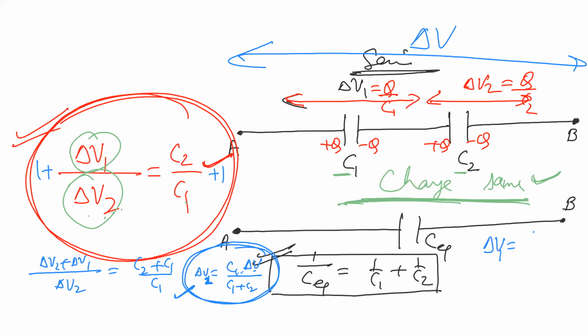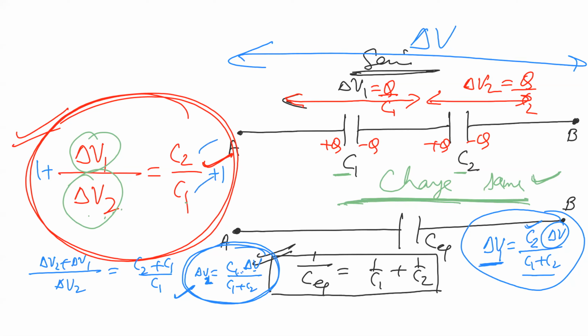Remember this formula we are going to use today in numericals: C2 into delta V divided by C1 plus C2. So the potential difference across the first one is equal to the second capacitance divided by total capacitance into total potential, delta V. So we must remember this delta V1, delta V2 formula. Charge is the same, but potential is in the inverse ratio. Okay. Does anyone have any difficulty in this formula? Any doubt? Anyone?